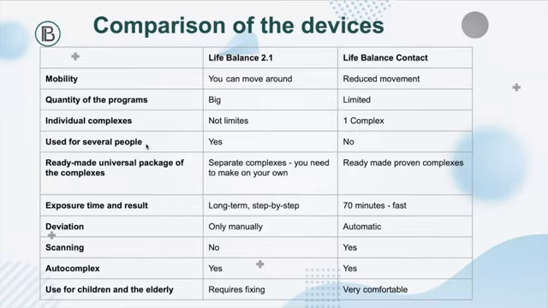Used for several people at the same time. With Life Balance 2.1, you can raise the power of the device, put it on 5, for example, use the programs for a better sleep, put it on your bed shelf, and basically, if there are 2 people sleeping together in the bed, it will be working perfectly for both of them at the same time.